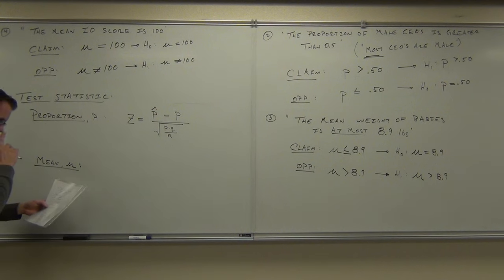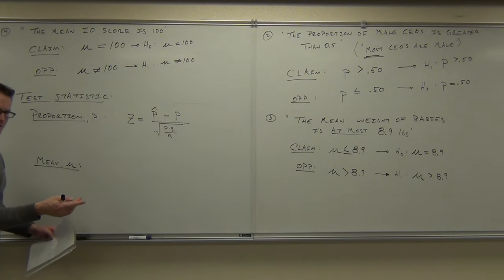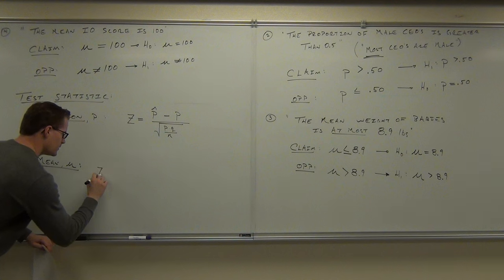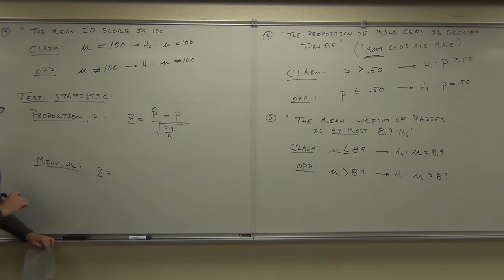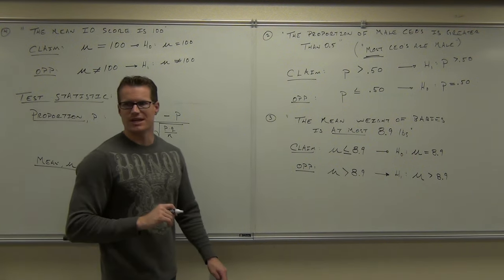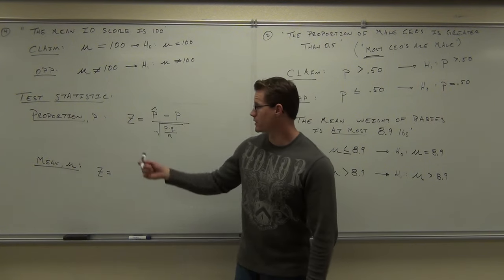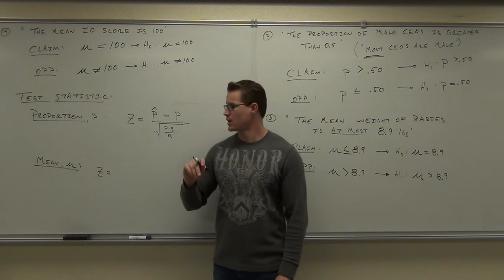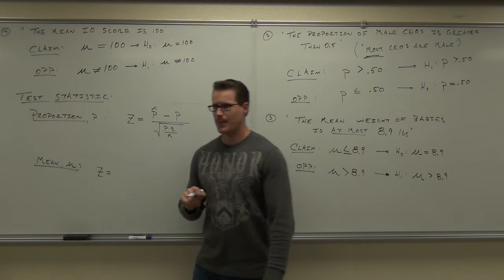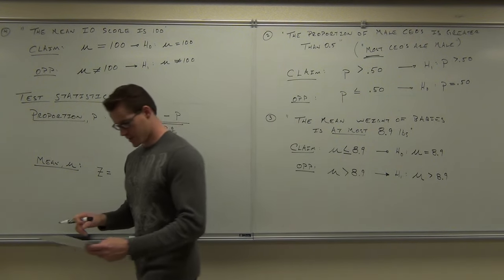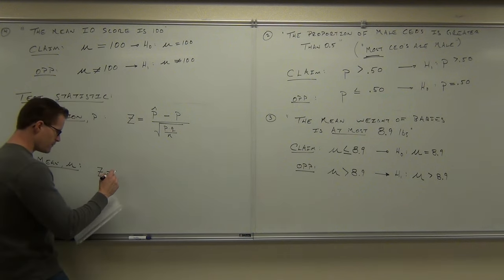Now mean, we had two options for mean. We had a Z. When did you use a Z, folks? When did you use a Z? Well, clearly for proportions, but when you talk about means, when did you use a Z? Wow, okay. Go back and read chapter 7.